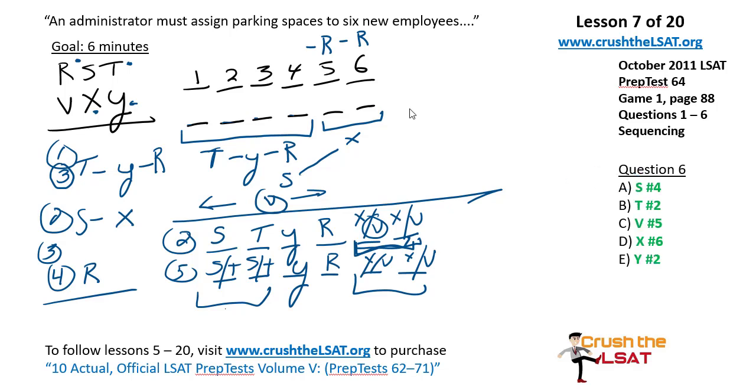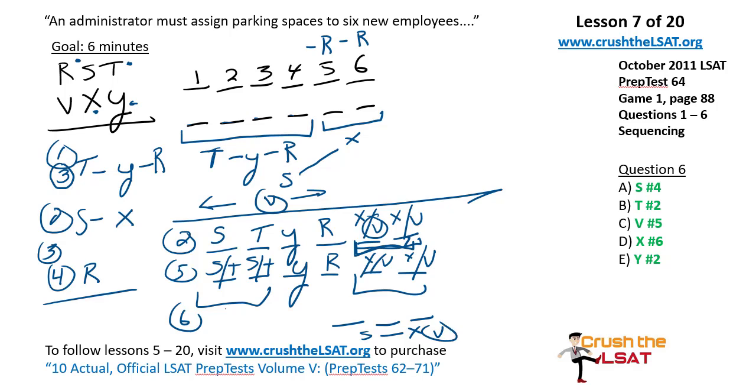Answer A. Question 6. R is in space 3. Well, if R is in space 3, not sure we even need to write this out. Just look at our master sketch. Spaces 1, 2, and 3 are going to be T, Y, R. 4, 5, and 6 are going to be, well, S has to come before X. And maybe I'll write that out. This is question 6. So let's just look at the last 3 slots, 4, 5, 6. S comes before X, and we know that V can float around.